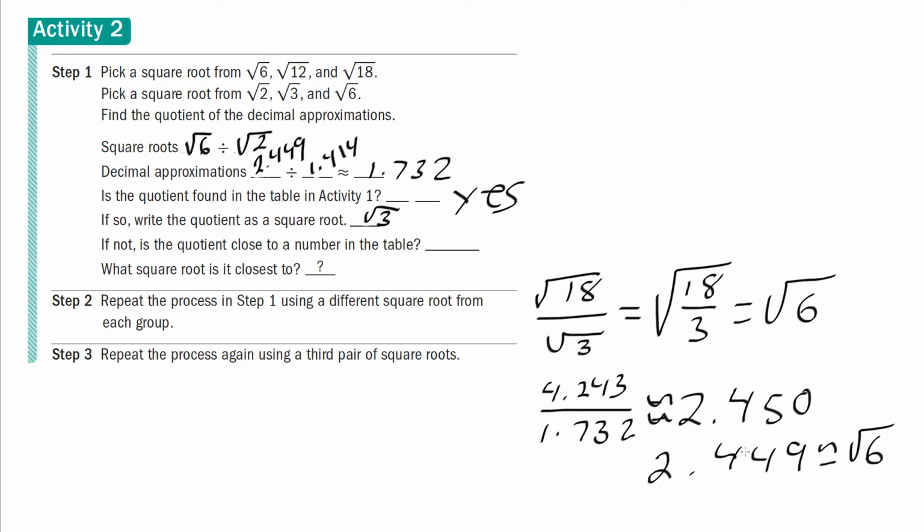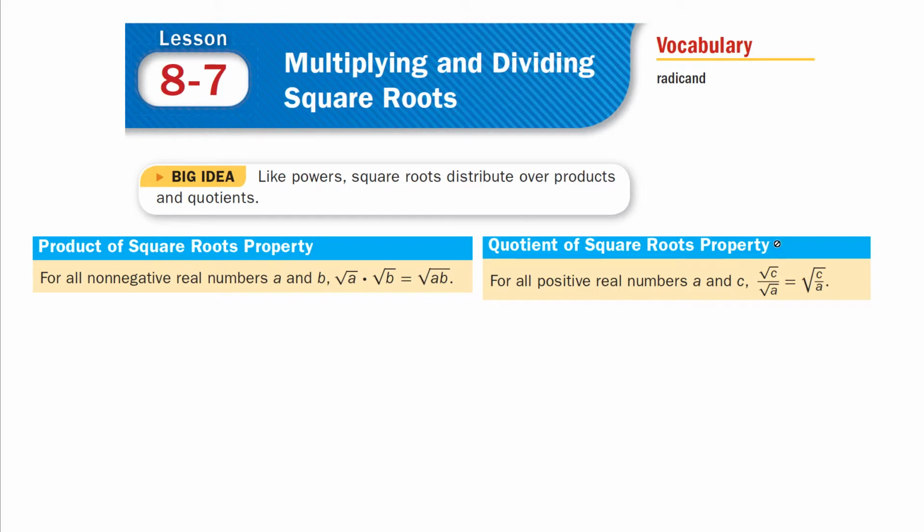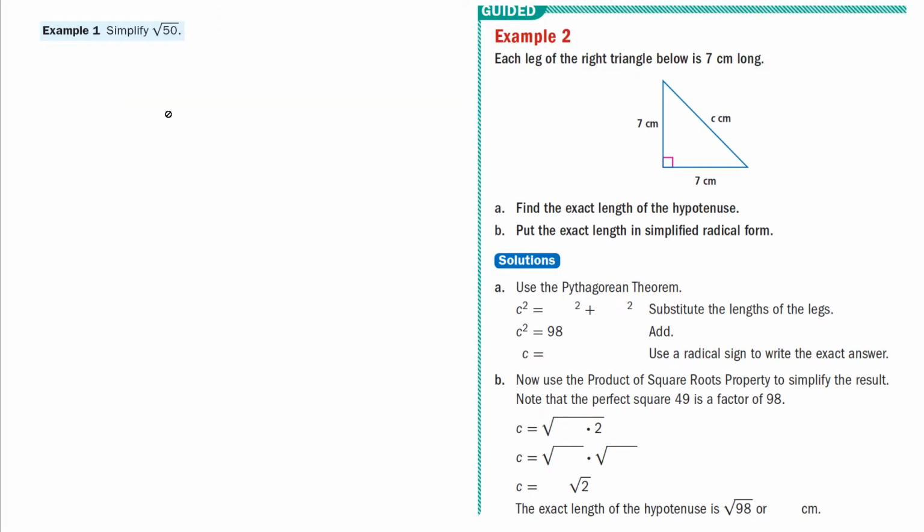That's activity 2. And again, this is the idea of the quotient of square roots property: for all positive real numbers a and c, root c over root a is equal to the square root of c divided by a. Okay, now we're going to look at another concept with radicals, which is to simplify them.